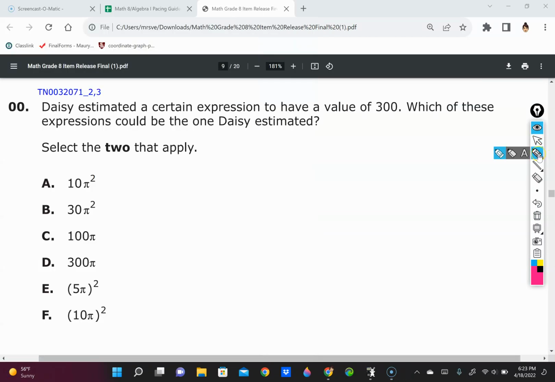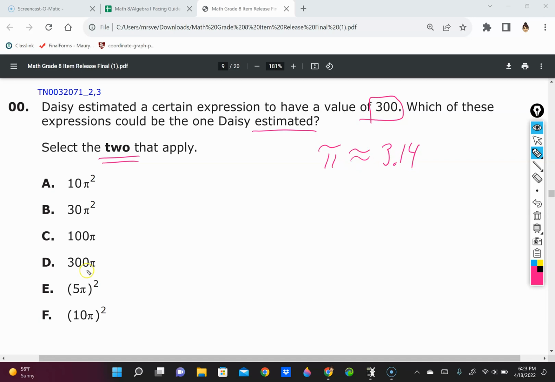Daisy estimated a certain expression to have a value of 300. Which of these expressions could be one Daisy estimated? So we need to select 2. Now, the word estimation tells me that this is going to be found in the non-calculator section. So I'm seeing that all these expressions have pi. Remember that pi stands for 3.14. So we're going to do all this without a calculator.